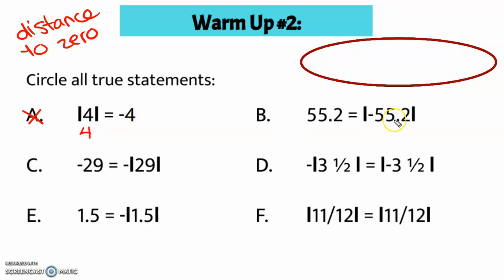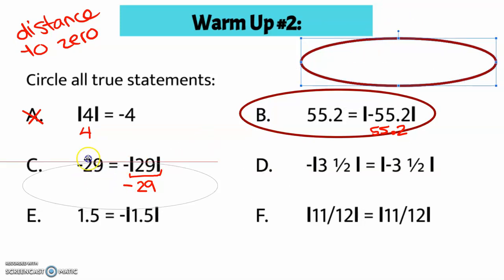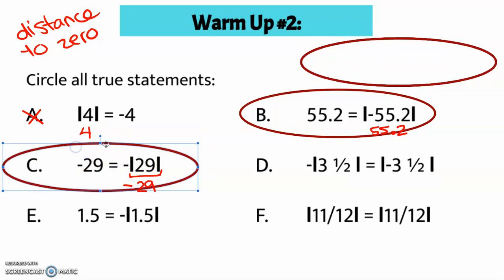Let me check B. I find the bars, I look inside. Whatever's in the bars turns positive, so it gives me 55.2. This answer says it is 55.2. So that is true. We need to circle it. Okay, let's check C. Look inside the bars. Whatever is inside turns positive. There's still a negative hanging out outside, so it has to stay there. That answer matches what I just got, so we found another one to circle. Another true statement.